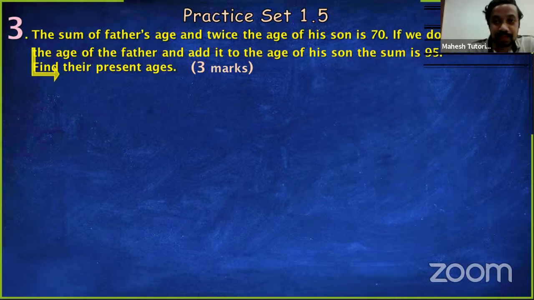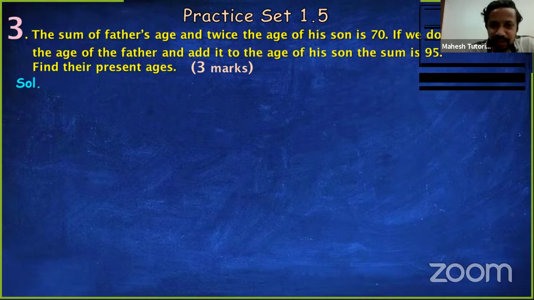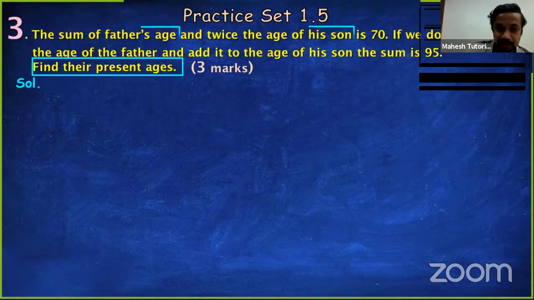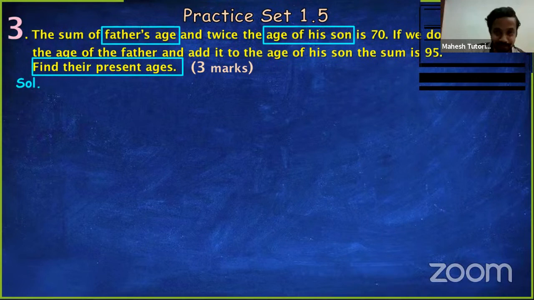Now, students, first of all, I want every one of you to focus on the last statement which has been given to us in the question. The last statement says, find their present ages. Now, if you look at the question very carefully, the question here deals with two individuals, a father and his son. Their present ages are some number of years, but we are not aware of their present ages, and that is what the question is asking us to find.